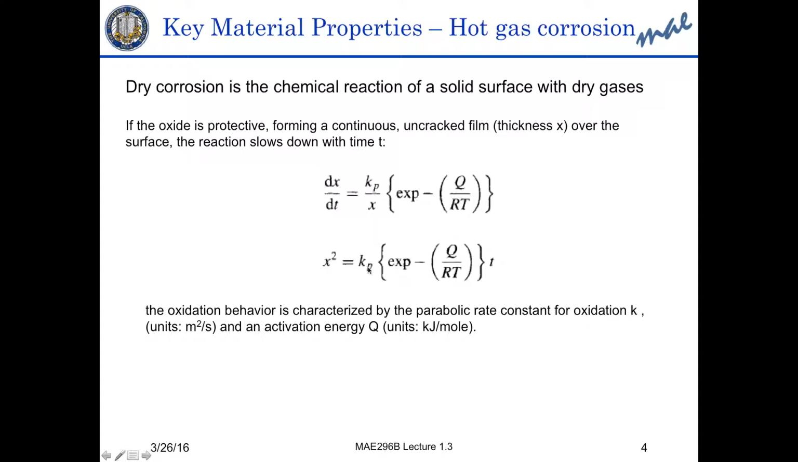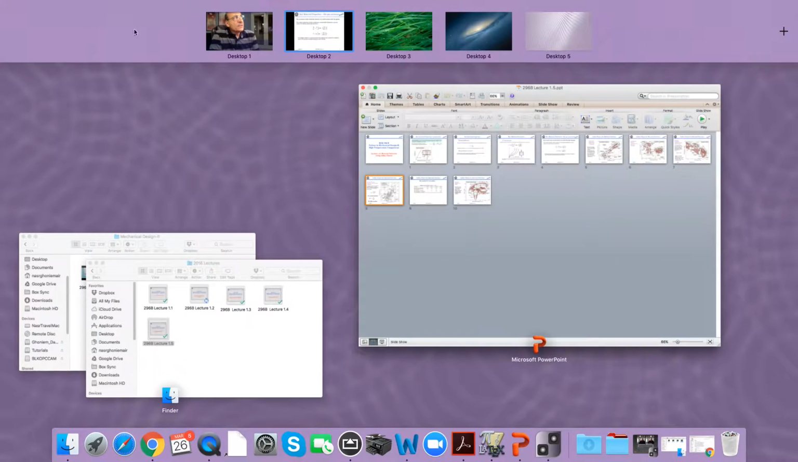So for a given temperature, this K sub P times exponential of minus Q over RT, all of this will be a given constant, and then the x squared will be proportional to the time. So this behavior, we call it parabolic corrosion, because it's a parabola. X squared is proportional to t, and therefore if I want to find the thickness that's corroded or removed, it will be proportional to the square root of t. So it rises quickly, and then it slowly kind of levels off as time goes on.